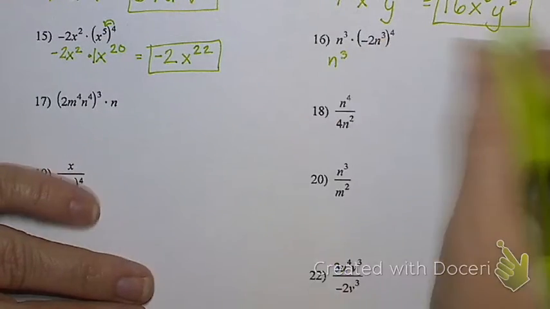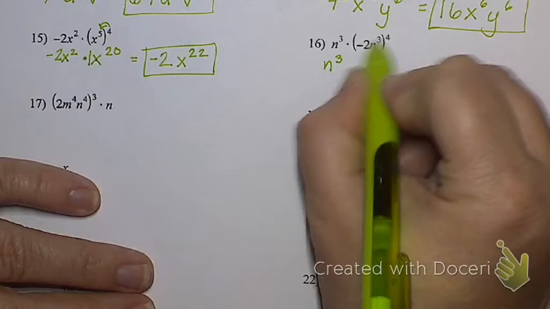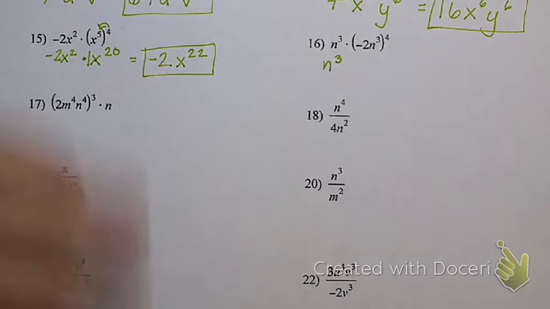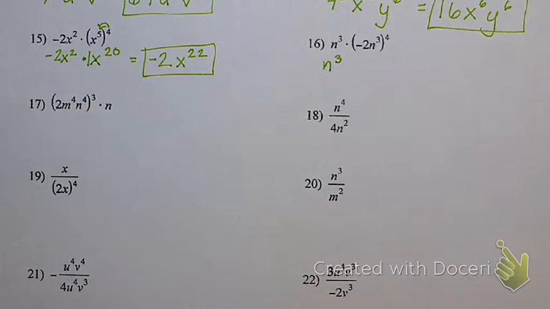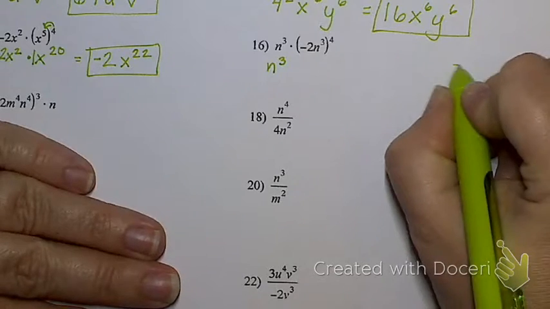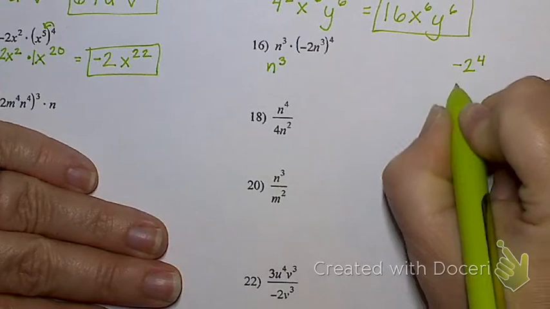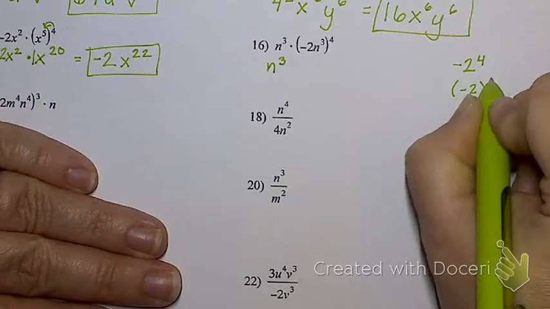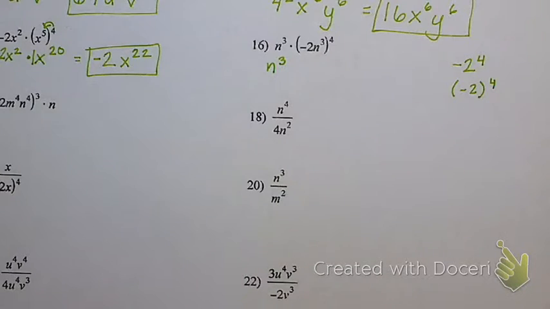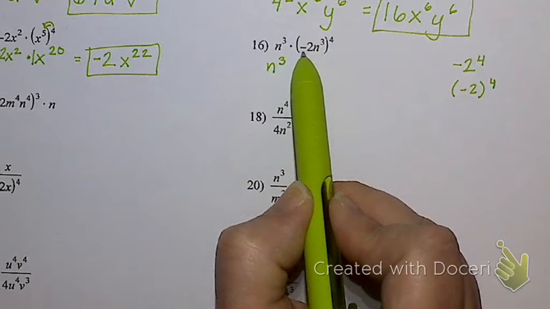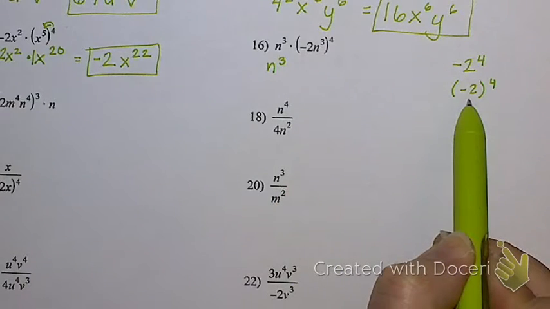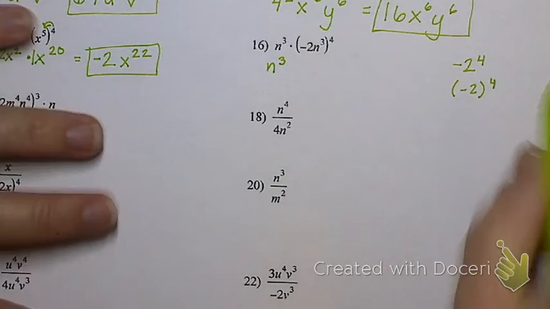That guy's going to stay the way it is. But this negative 2 is going to be raised to the 4th power. Now, here's a question. When I raise a negative number to a power, am I going to write that like this or like this? Top or bottom? Why? Is the negative inside the parentheses? If it is, then you want to write it like this. Okay? And these are two different things.